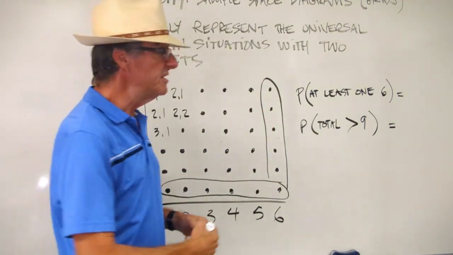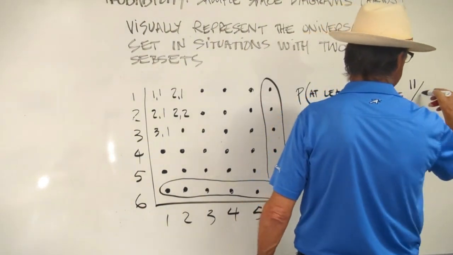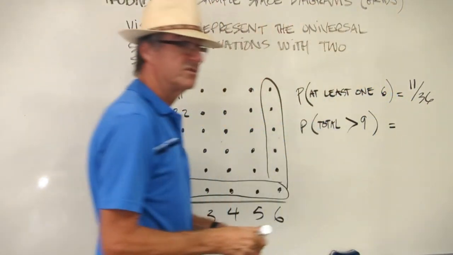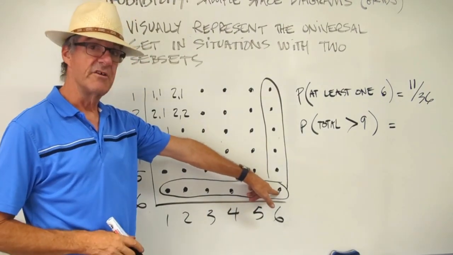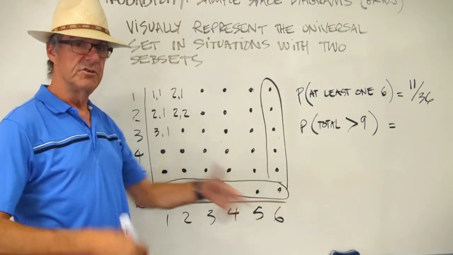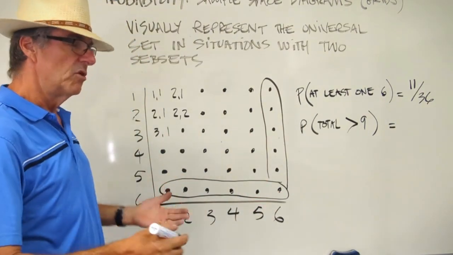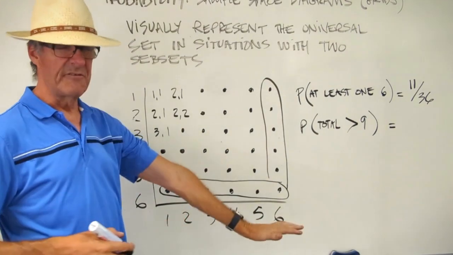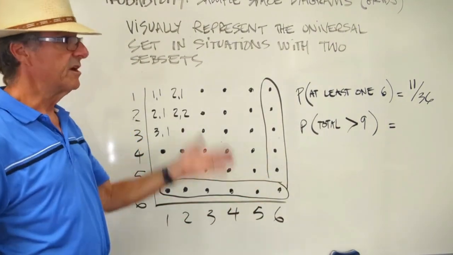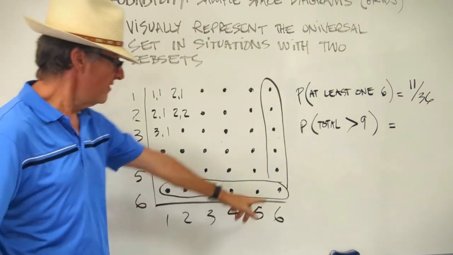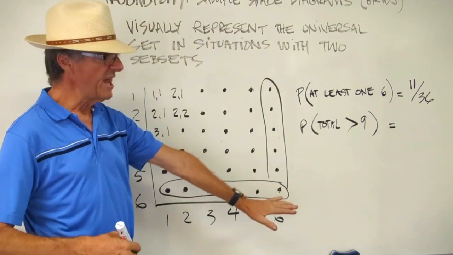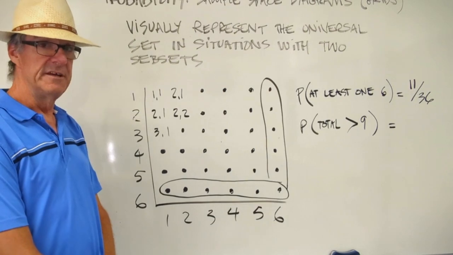So that would be 11 out of 36. Remember, 36 is the total in our universal set. Now the nice thing about this is that it prevented us from counting this one twice. You could look at it in your mind and go, well, we could roll a 6 on the first die, 6 different ways, and we could roll a 6 on the second die, 6 different ways. But then you would count this 6 twice. So you really have to be sure that you don't do that.